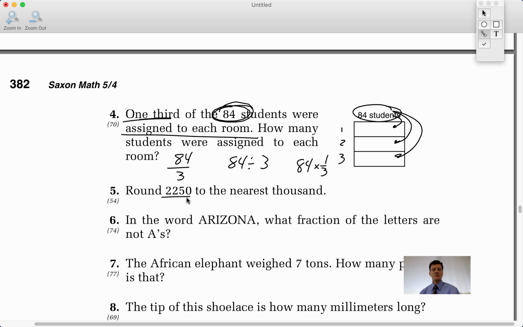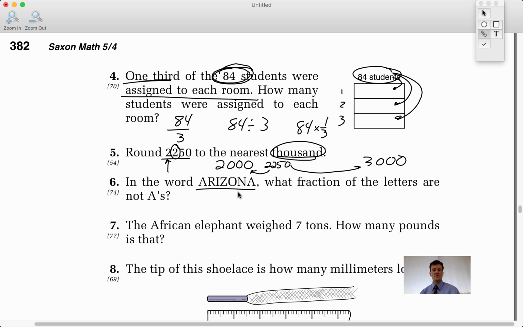Round 2,250 to the nearest 1,000. 1,000 means that value right there. So I look at the number right behind it. It's a 2, which is less than 5. So I round that off and replace it with zeros. So the nearest 1,000 is 2,000. You wouldn't go all the way up to 3,000 because 2,250 is between 2,000 and 3,000, but it's closer to 2,000 than it is to 3,000.